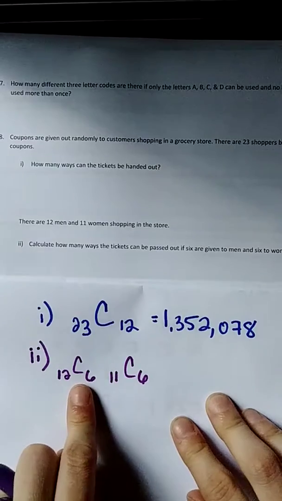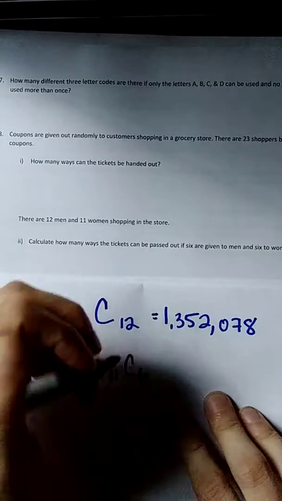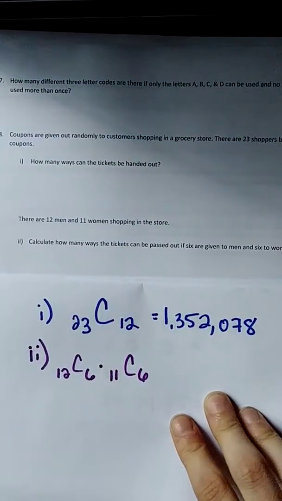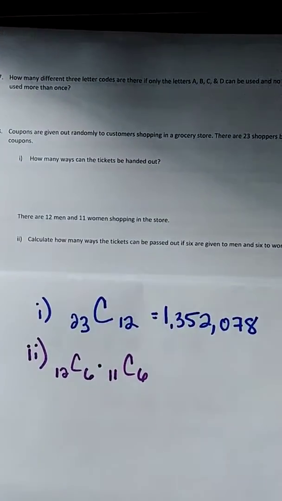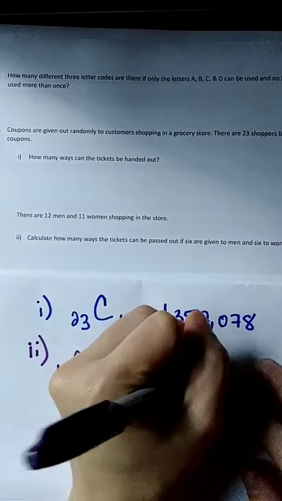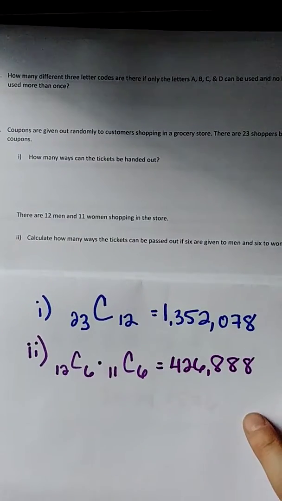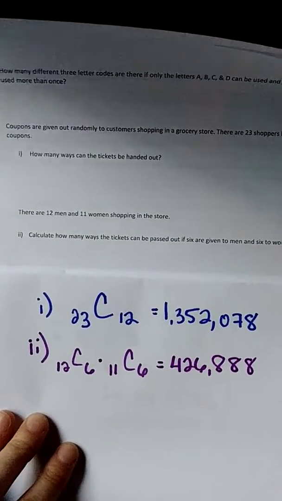And because these 2 options are going to happen simultaneously, at the same time in the same choice, that means we're going to have to use the fundamental counting principle and multiply these 2 things together. So if we go to our calculator, you're going to type in 12, and then you're going to choose 6, and you're going to multiply that answer by 11, choose 6. Once you type that in the calculator and hit enter, the final answer it should give you is 426,888. That's the total number of choices if you're going to give 6 to men and 6 to women.